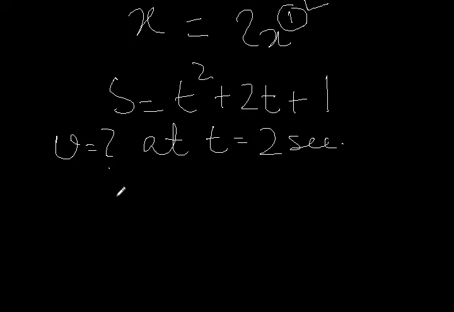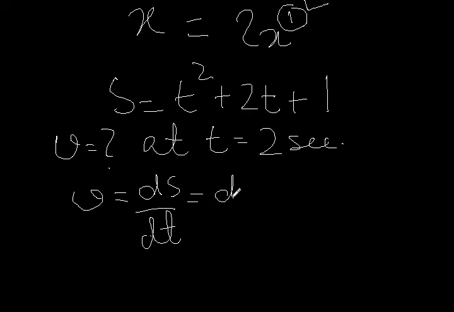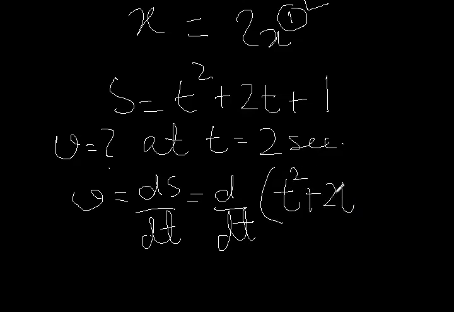As we know, if I differentiate s, we have already learned what v is. v is nothing but ds by dt. So what I am doing fundamentally is differentiating this whole thing, t square plus 2t plus 1. When I differentiate this, we have already learned that the differentiation of t square is nothing but 2t. And I hope you get this, that if I differentiate t, then what will happen?